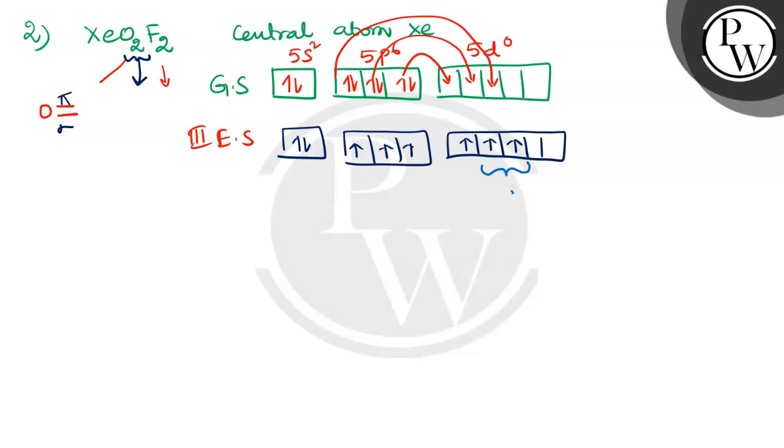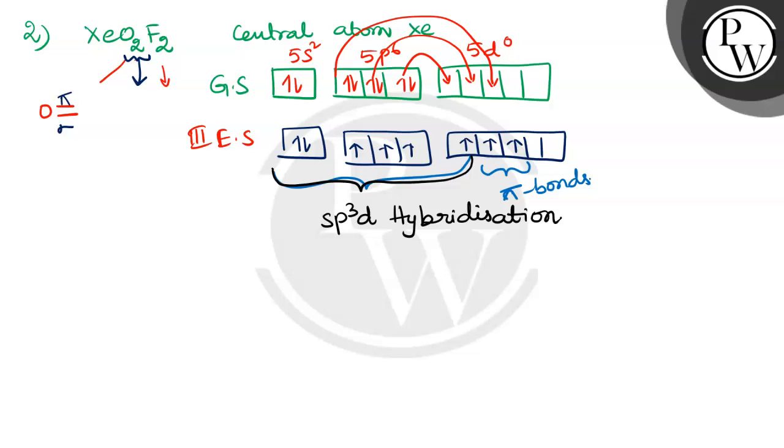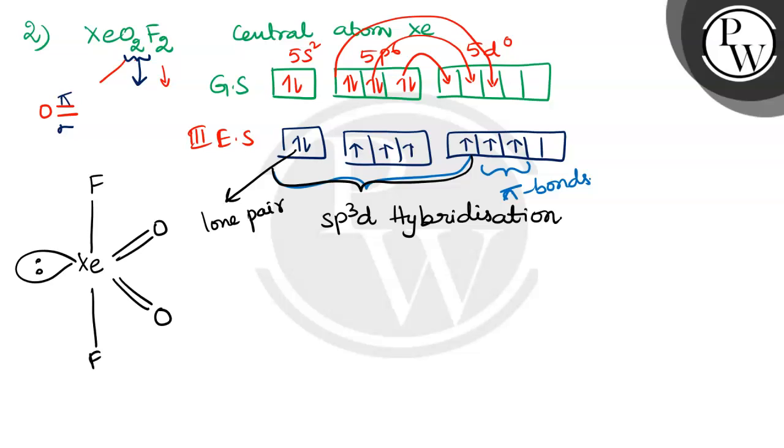These two d orbitals are left for pi bonds, d pi p pi bonds, and the remaining orbitals undergo hybridization. This hybridization is sp3d. For sp3d, the expected geometry is trigonal bipyramidal, but one lone pair is also there. So the presence of the lone pair deviates the geometry. Therefore the shape is seesaw structure due to the presence of the lone pair.